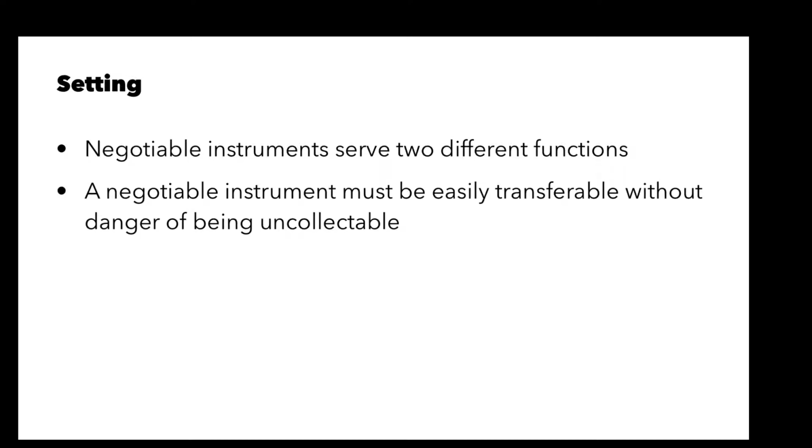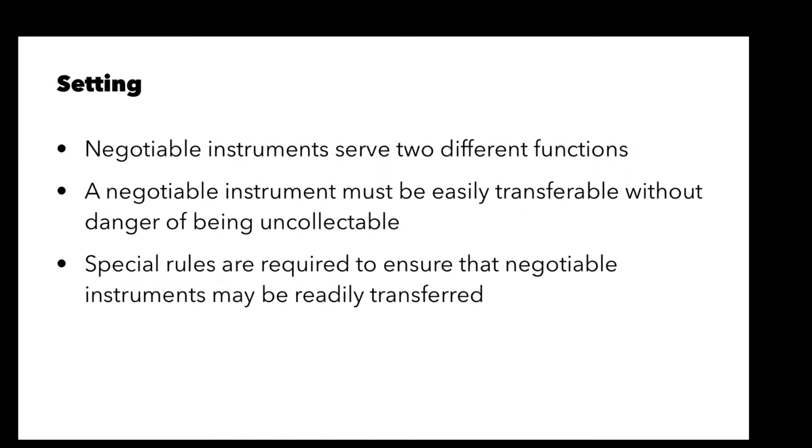We've also talked about this concept. A negotiable instrument must be easily transferable without danger of being uncollectible. And therefore, we require special rules to ensure that negotiable instruments may be readily transferred. If there are inhibitions to easy transferability, if there are restrictions on that, then that indicates that this would make a pretty poor substitute for cash. And we want to keep this as fluid and as liquid as possible.